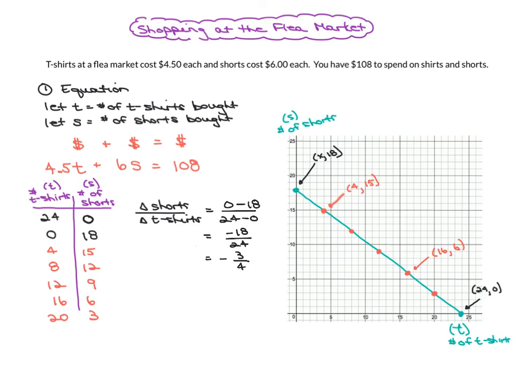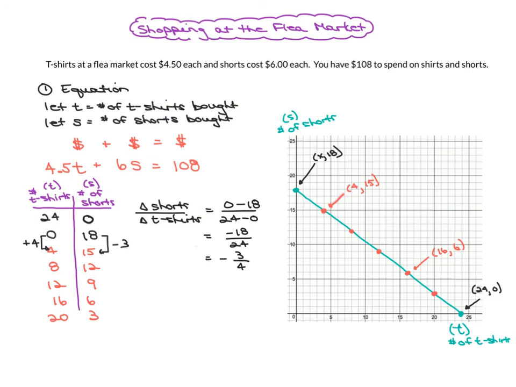Maybe you use the table to do something similar. In fact, if we use the table, I know if I go from 18 to 15, that's -3. 0 to 4 is +4. And again, I see that -3/4, that constant rate of change.